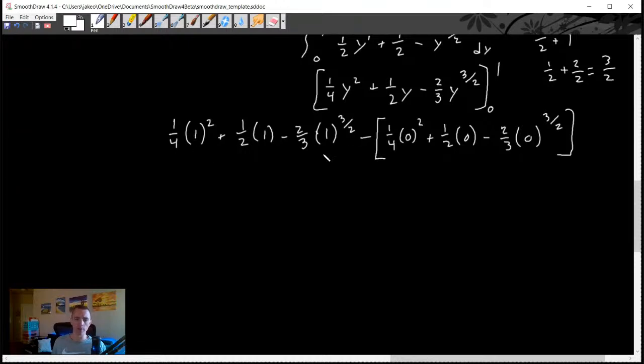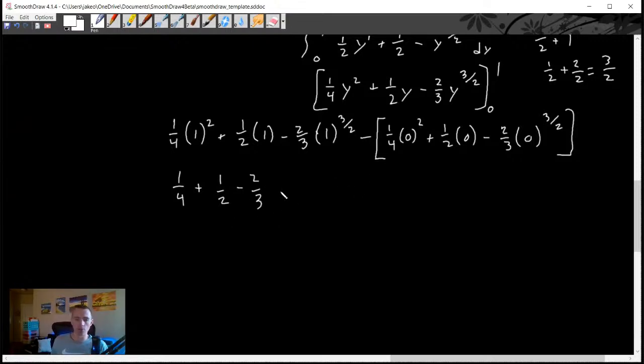So let's go ahead and simplify this. 1 raised up to any of these powers is just going to be 1. So 1/4 times 1, 1/2 times 1, negative 2/3 times 1. That just gives us 1/4 plus 1/2 minus 2/3. Then 0 raised up to any of these powers is just 0. 0 times any number is 0. So all of these in here are just 0. So we're just going to have minus 0, which just does nothing.